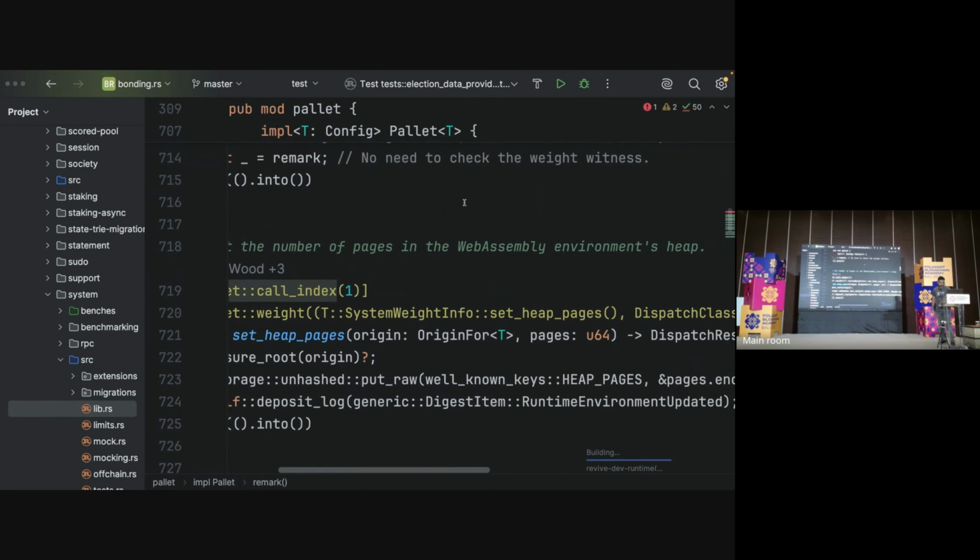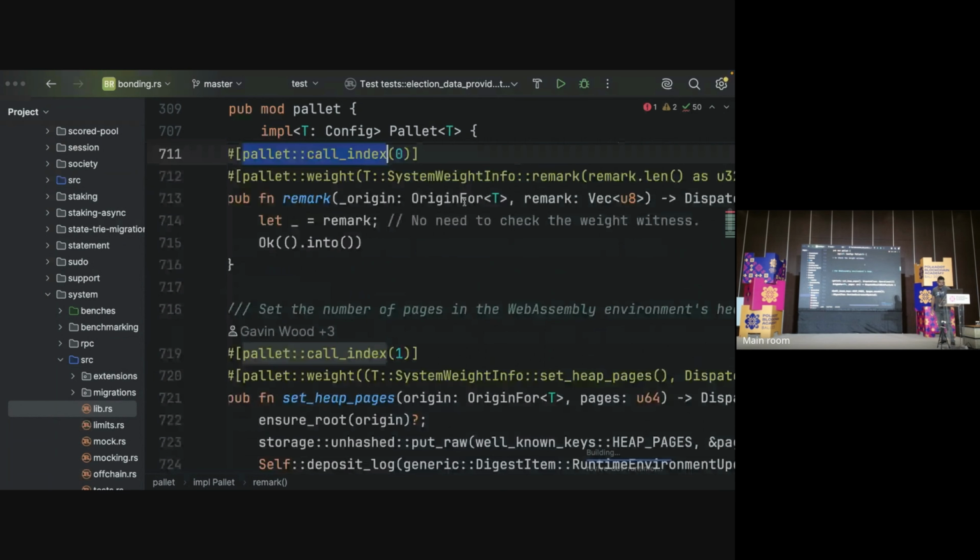Because the extrinsics we saw, they're flushed, because for the next block they're not relevant. So this remark is flushed. It's not part of the current state. It's not put anywhere in storage, compared to an account transfer, right?